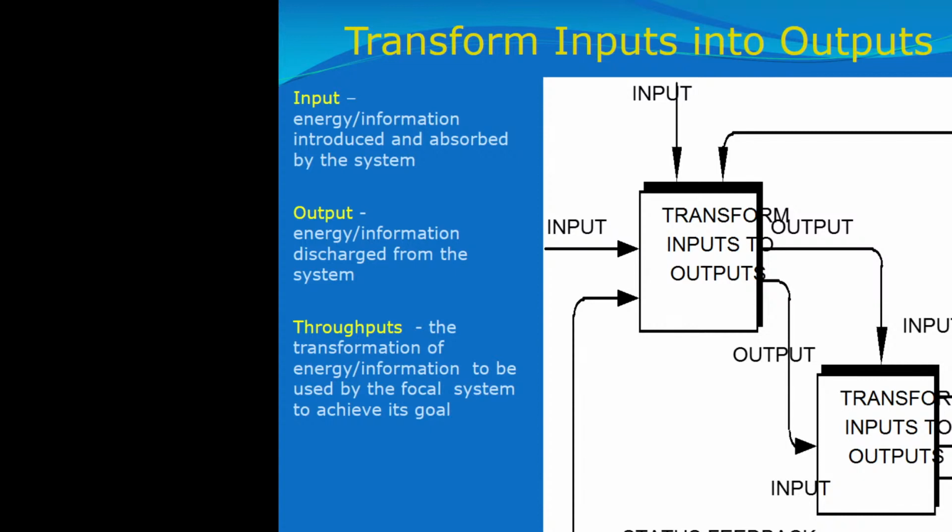At this slide, you see that systems transform inputs into outputs. Input is the energy or information introduced and absorbed by the system. Output is energy or information discharged from the system. And throughput is the transformation of energy or information to be used by the focal system to achieve its goal.